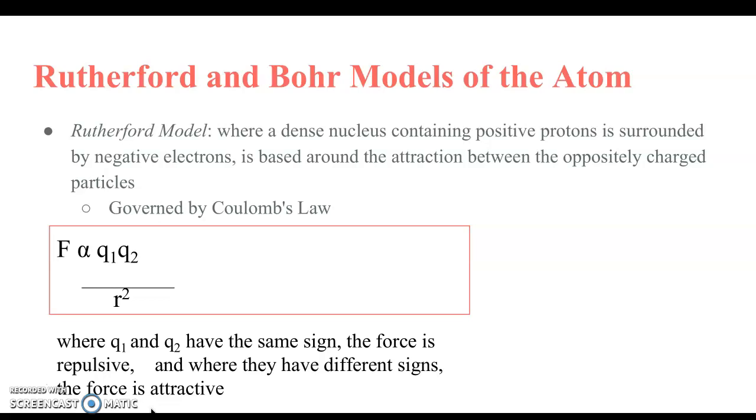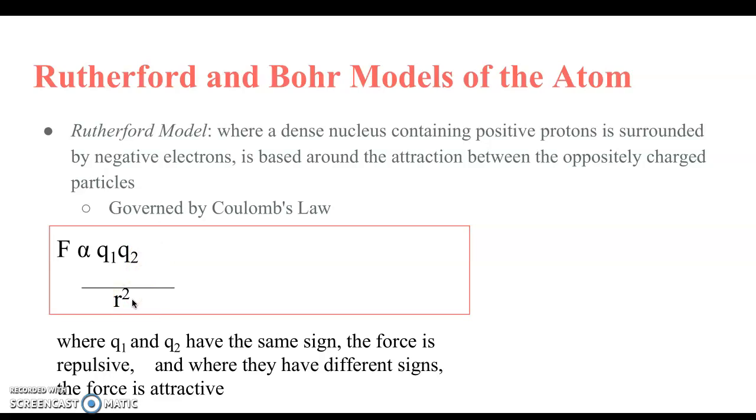That attraction is governed by what's called Coulomb's law, which in this box right here, you can see that the force, so the force of attraction or repulsion, is related to Q1, Q2 over R squared. Q represents the signs of our particles, and R is the amount of space between. So Q1, for example, can represent a proton, Q2 would represent an electron, and R squared is the amount of space in between those two particles.